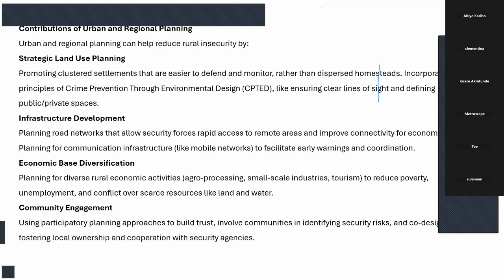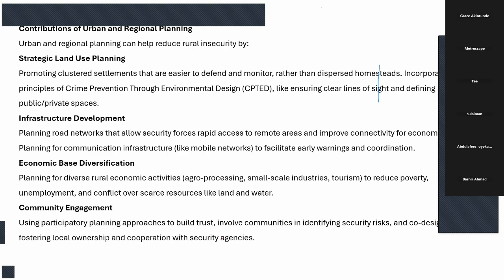So forming those clusters will enable security agencies, or maybe their own vigilantes, to defend themselves more easily. Let's say we have 20 to 30 families living together, and another 20 to 30 families living together. It will be easier for security to protect them than if 2 to 3 families are living separately, scattered around. So clustered settlement can also serve as a solution to insecurity.